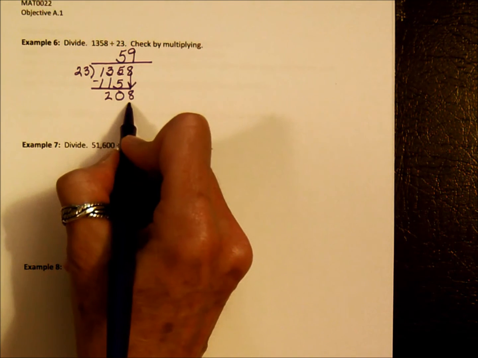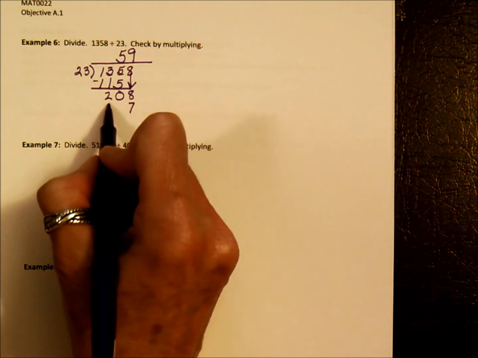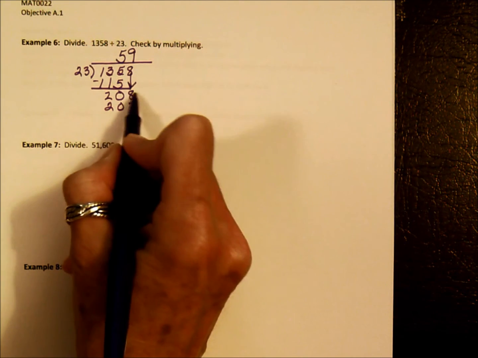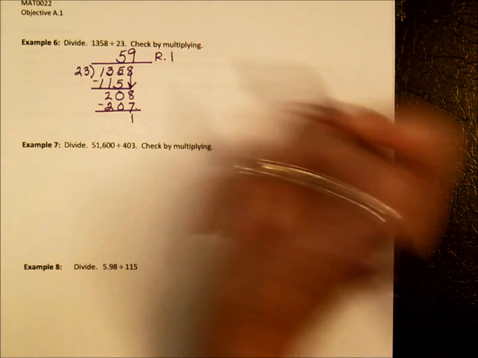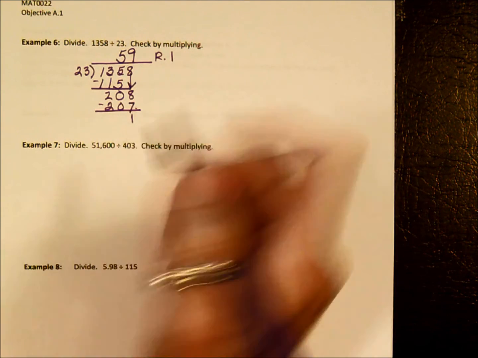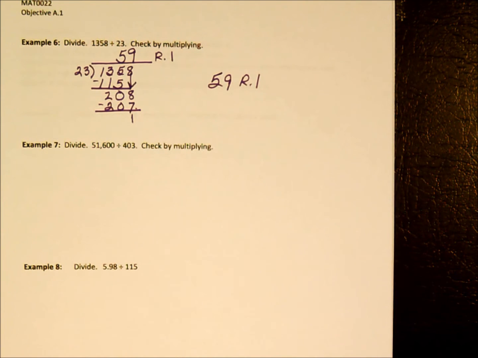9 threes are 27, carry 2. 9 times 2 is 18, 19, 20. That is not bigger than this, so it's okay. And I have a remainder of 1. And for now, we're going to leave it like that. The answer is 59, remainder 1.